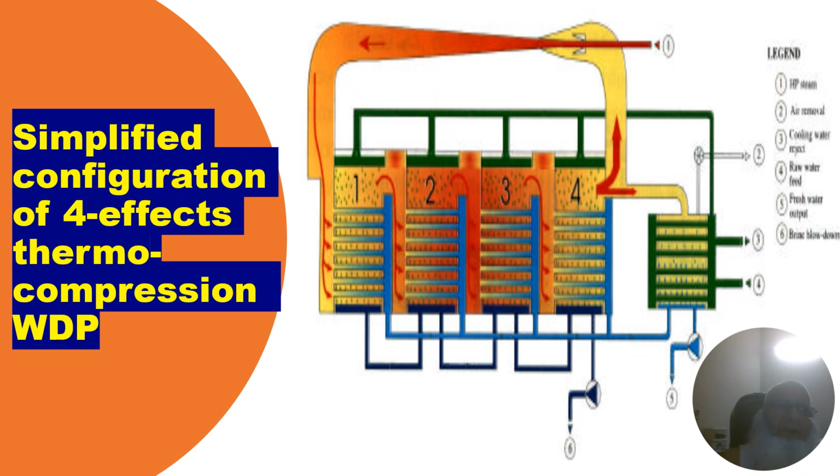This slide shows the simplified configuration of four effects thermocompression water desalination plant. Again, this configuration is self-explanatory. It has four chambers, one, two, three, four, and there is a legend that explains its different parts, right, of this plant.